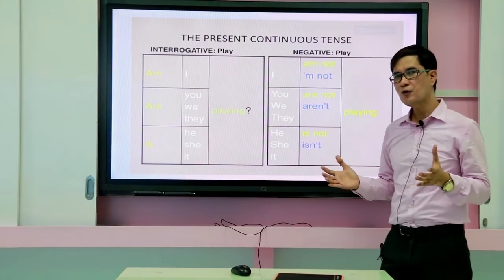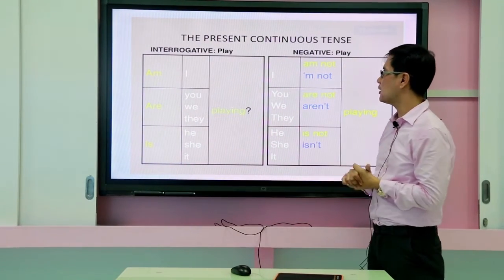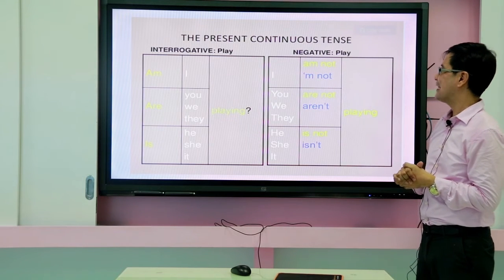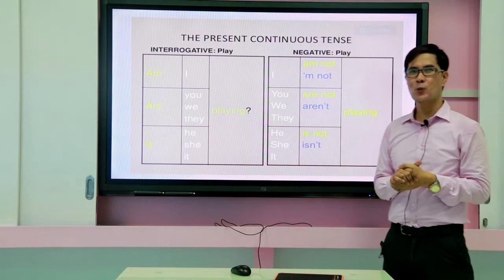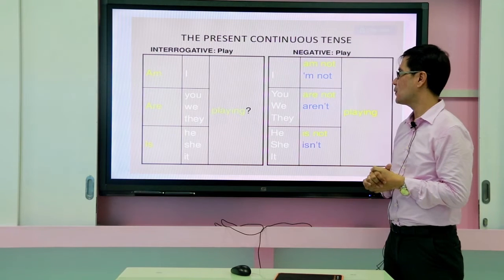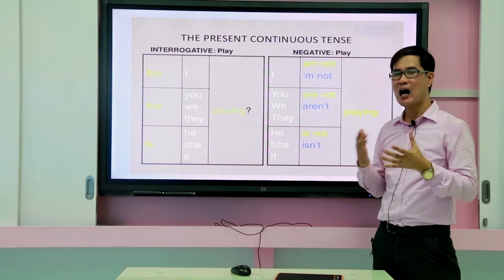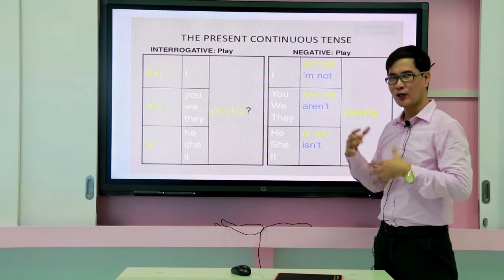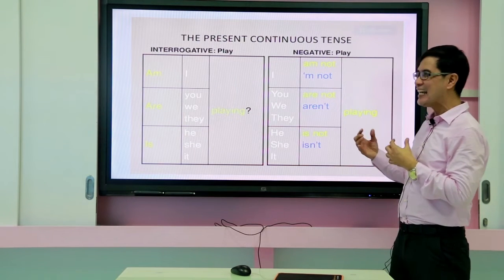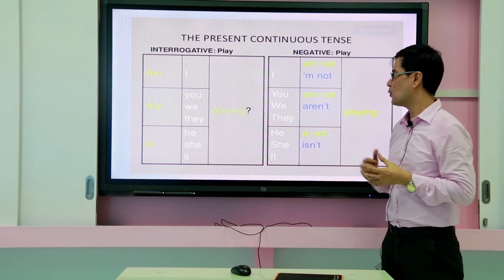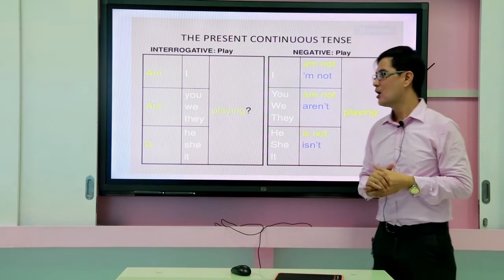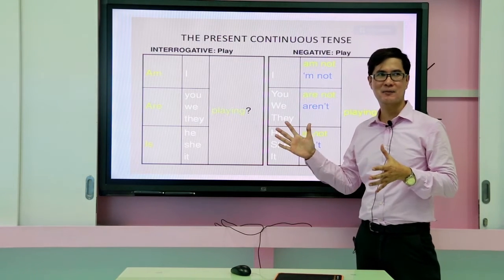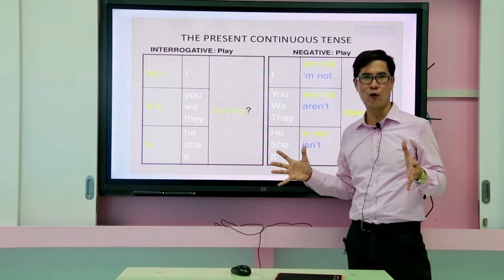All right, let's move on with our presentation. We have the interrogative form and the negative form. So what does this mean? We need to understand how you are going to answer a question in question form and in negative form. We have two sets here, one to the left and one to the right. Interrogative means in question form.